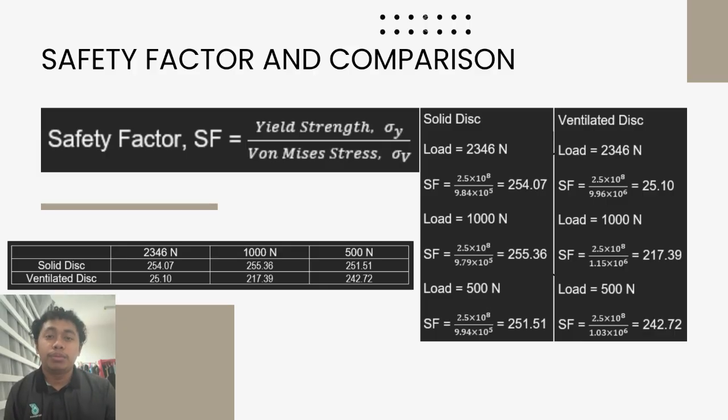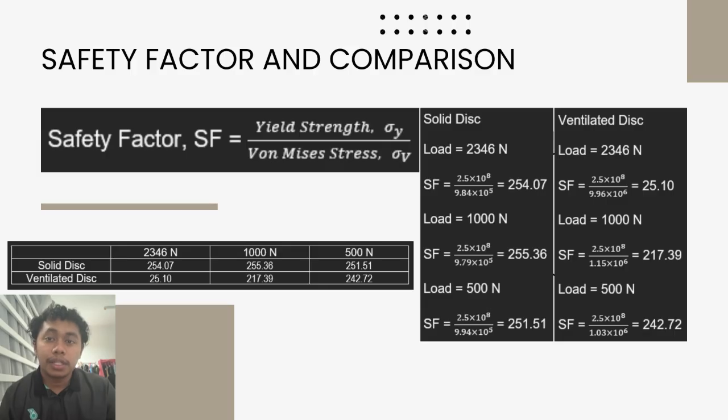Moving to the numerical results, we calculated the safety factor by dividing the yield strength by the von Mises stress. Looking at the comparison table, at a maximum load of 2,346 Newton, the solid disc maintained a high safety factor of 254.07, while the ventilated disc dropped significantly to 25.10.